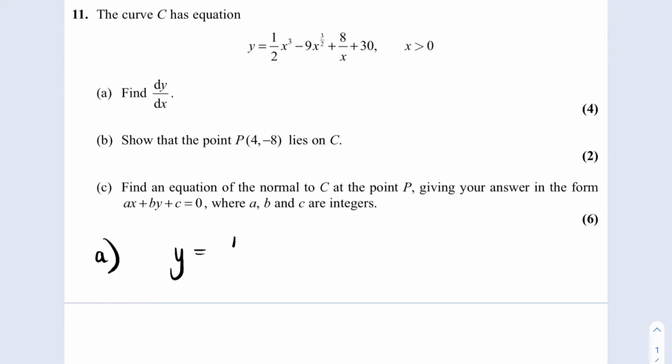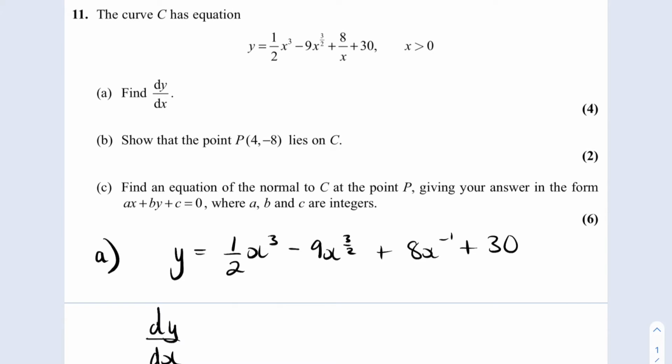Okay, so part A, find dy by dx. I'm just going to write y as a half x cubed minus 9x to the 3 over 2, plus 8x to the minus 1, plus 30. So I've just changed that term there so I can see what the power of x is. And I've done that because when we differentiate, we multiply down by the power and subtract 1 from the power. So I'm doing this in full detail for those that don't entirely understand differentiation.